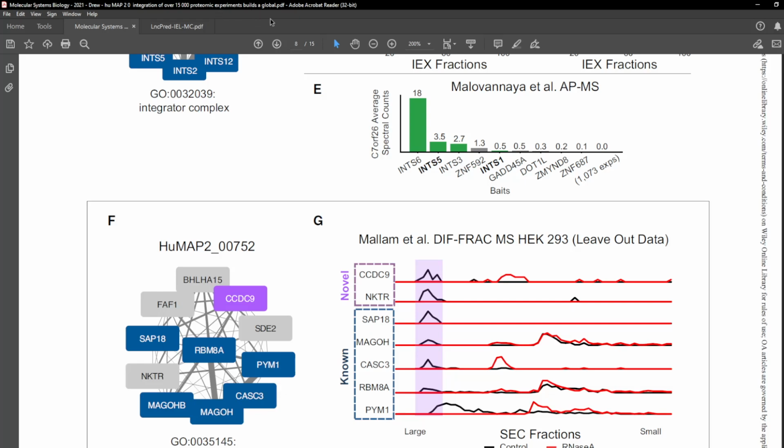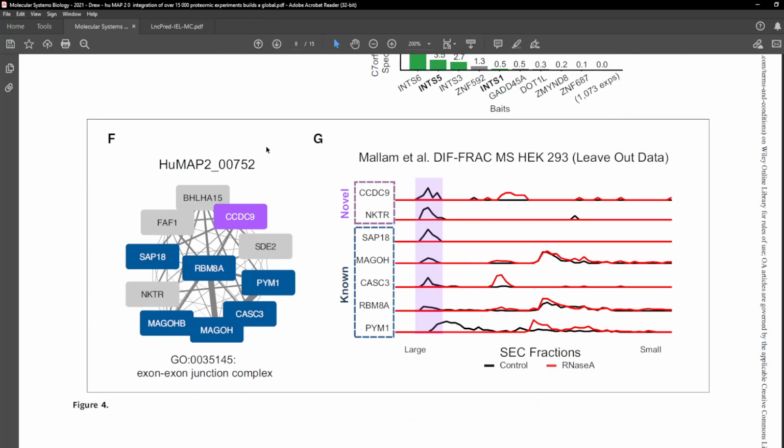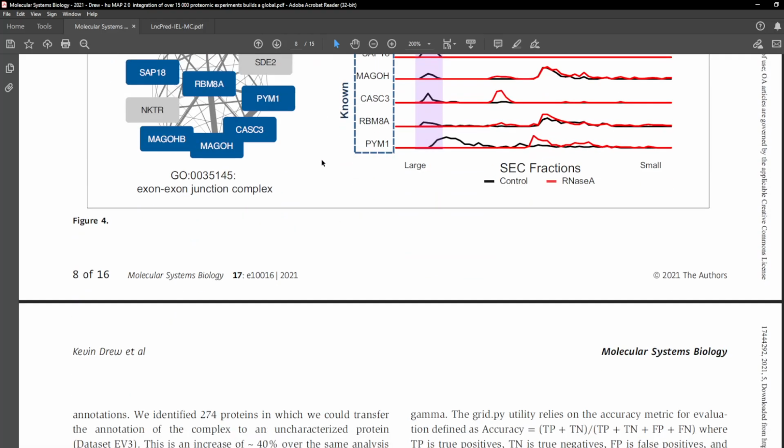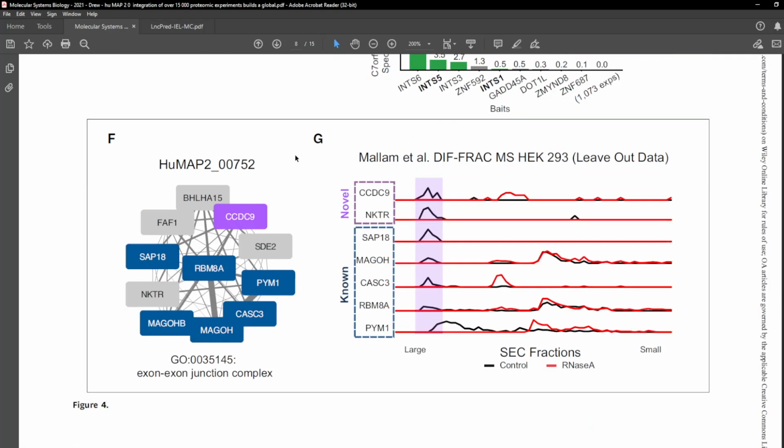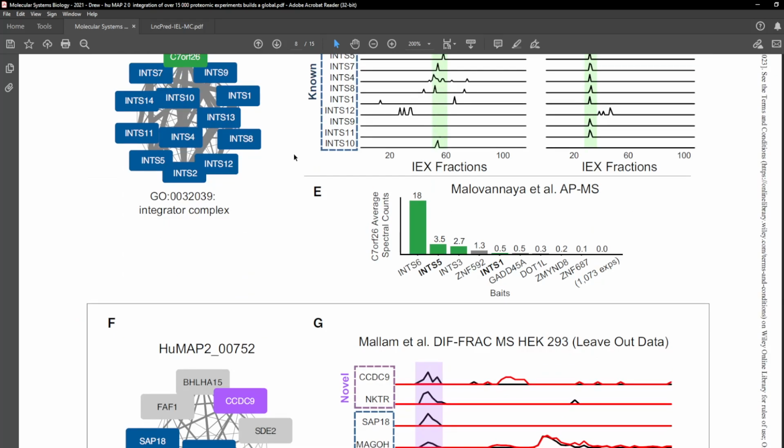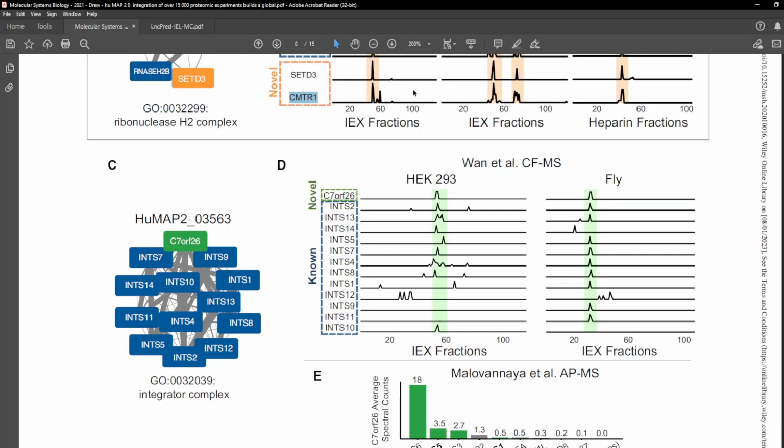The uncharacterized protein, C7orf26, is identified as part of the integrator complex. Sparkline elution profiles show a high degree of correlation between C7orf26 and subunits of the integrator complex from multiple orthogonal co-fractionation experiments. The association of C7orf26 and integrator complex is additionally supported by an affinity purification mass spectrometry (APMS) experiment where C7orf26 is pulled down with integrator subunits.